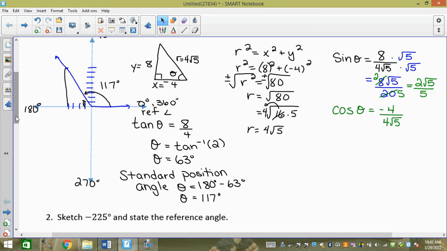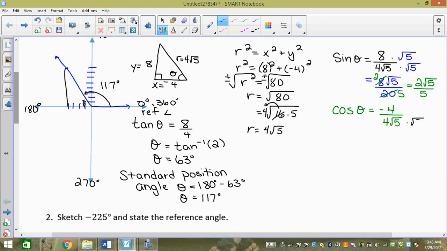Still, once again, I have a square root in my denominator, a radical. How do I get rid of the radical? Because I need to rationalize my denominator. I'm going to multiply by just root 5. I don't need to multiply by the 4, right? Just the root 5, because it's a monomial, because I just need the root 5 to go away.